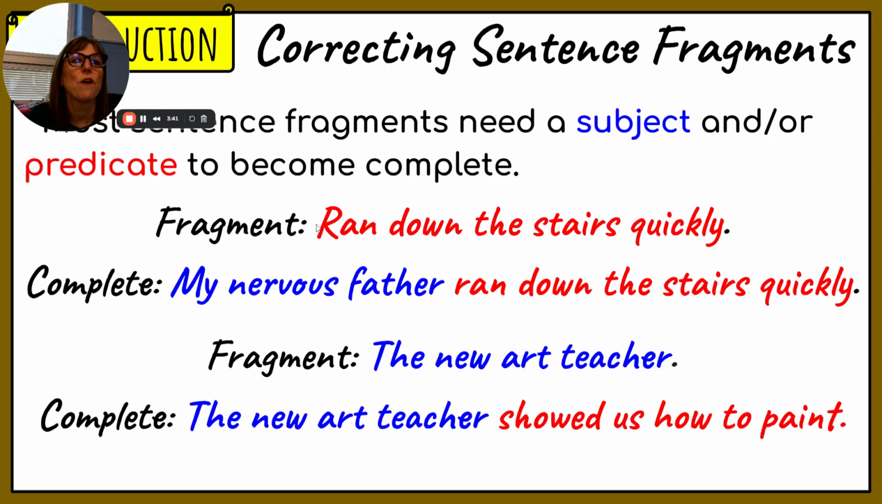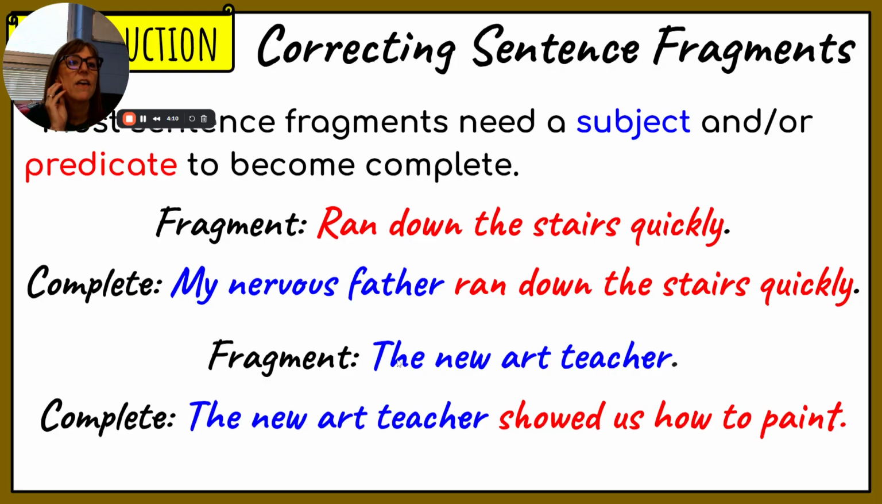So this first one is a fragment. It's the one that we had on the other page. Ran down the stairs quickly. We know what happened, but we don't know who it happened to. So it is a fragment. We only have the predicate. We need to add a subject. And so that's what happened here. We added my nervous father. Now we know who did what and what they did. Now it went from a fragment to a complete sentence.